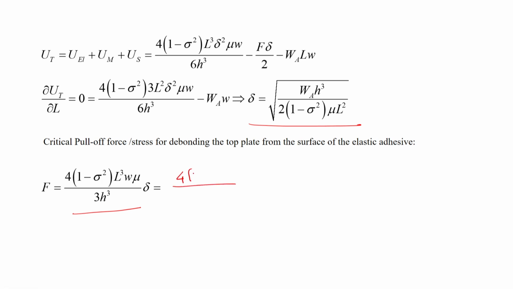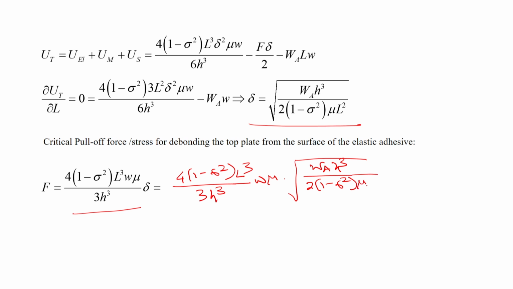So, it is 4 into 1 minus sigma square, 3 H cube into L cube into W into mu, and delta is the square root of W A H cube by 2 into 1 minus sigma square by mu into L square. So, this is the critical force that needs to be applied. Let us say I am interested in the critical stress. So, force divided by this area, which is L into W, should be my critical stress, represented by sigma c.